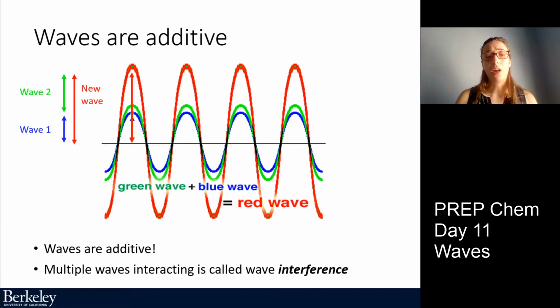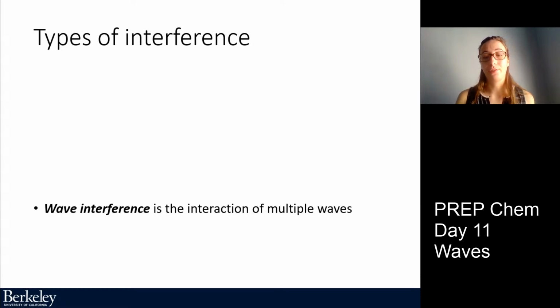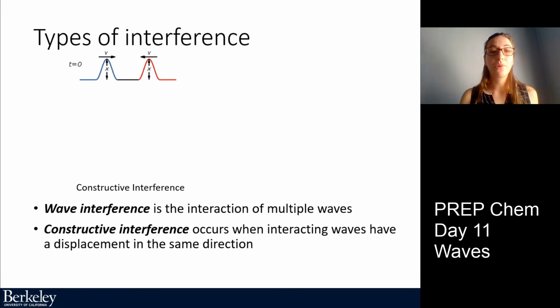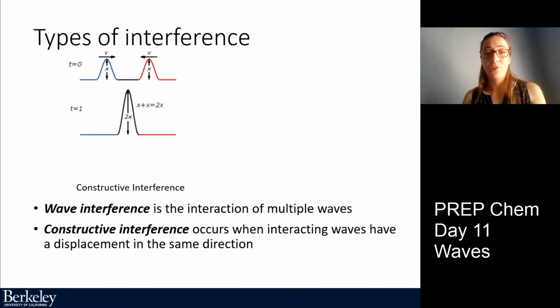Okay. So multiple waves interacting with other waves is called interference. There are two main types of interference. One is called constructive interference. This occurs when the two interacting waves have a displacement in the same direction. For example, we have this blue wave approaching this red wave, and you can see that their displacement is both in the positive direction. When these two waves meet, you would add up their total displacement. So now their height would be the sum of the blue wave's height plus the red wave's height, which in this case we could just represent as 2x. That would be an example of constructive interference because the interacting waves both had displacement in the same direction. So that means that your new wave basically has a larger displacement than the other wave.